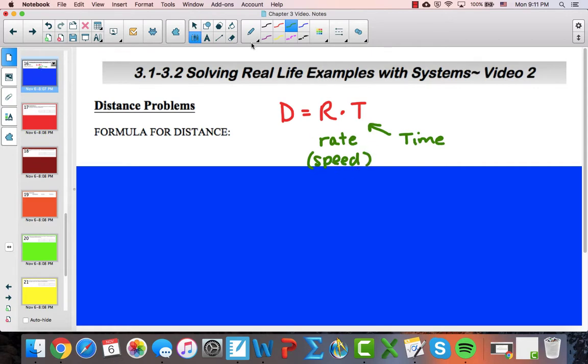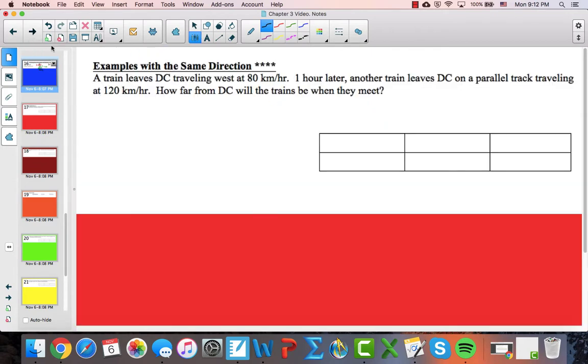And if you go into physics at any point, they just change the formula because rate is really the velocity of something. So the formula might be D equals V times T. But it's the same formula. So we're going to think of rate as the speed of something. All right, so first we're going to look at examples when things are going in the same direction.